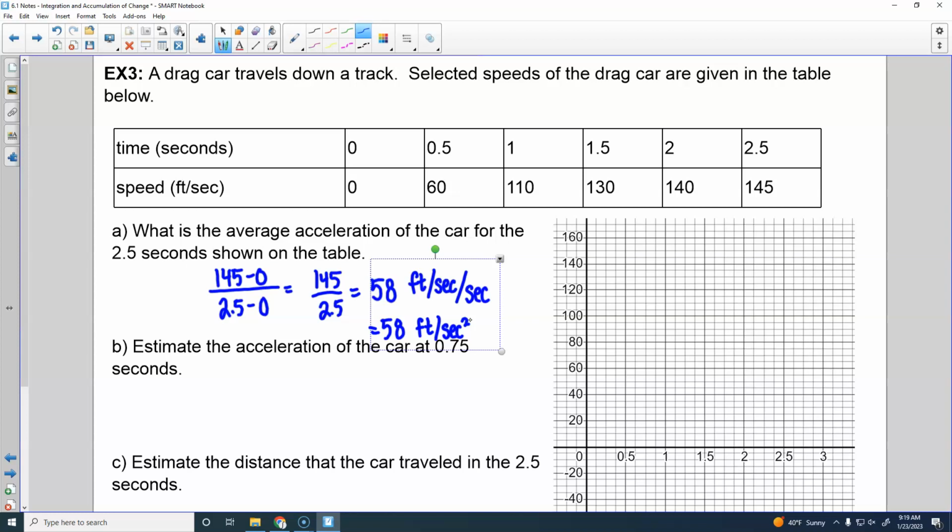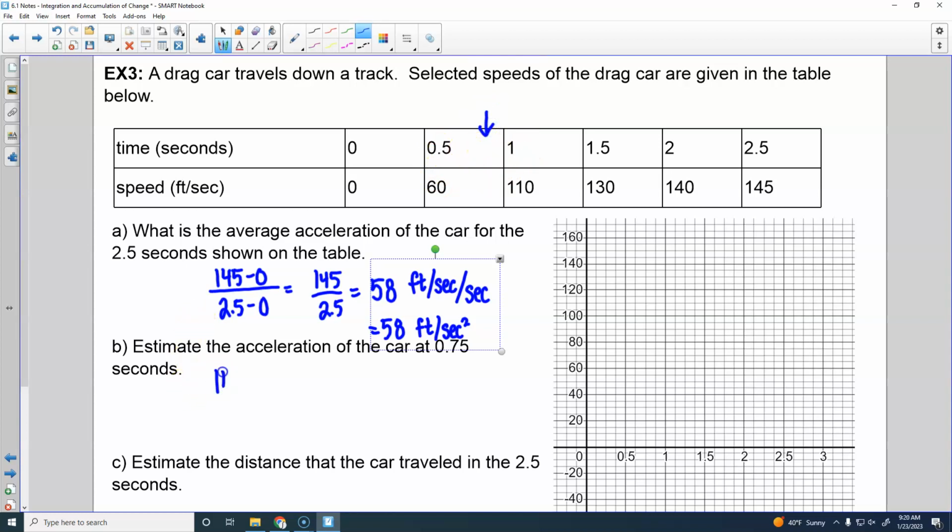Okay. B asks us to estimate the acceleration of the car at 0.75 seconds. Okay. What should we do there? Can we know the acceleration exactly at 0.75? We cannot, because it's not asking for an average acceleration. We want like instantaneous rate of change acceleration. All we have is a table, so the best we can get is to use the points close to it and do the slope formula like we just did. So at 0.75, that would fall right here between 0.5 and 1.